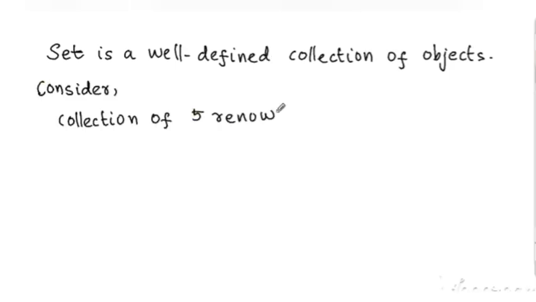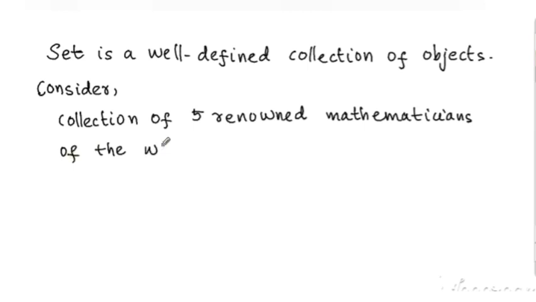Then consider the following collection: the 5 most renowned mathematicians of the world. That is a collection actually. It contains 5 mathematicians of the world. But is it a well-defined collection? Can we say whether a given mathematician belongs to that collection? We cannot say that exactly, because that varies from person to person. So it is not a well-defined collection, and hence it is not a set. In order to be a set, it should be well-defined plus a collection.